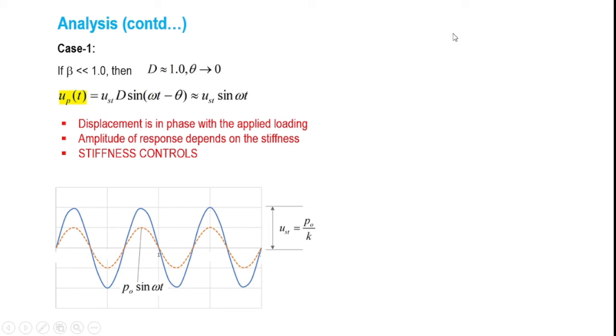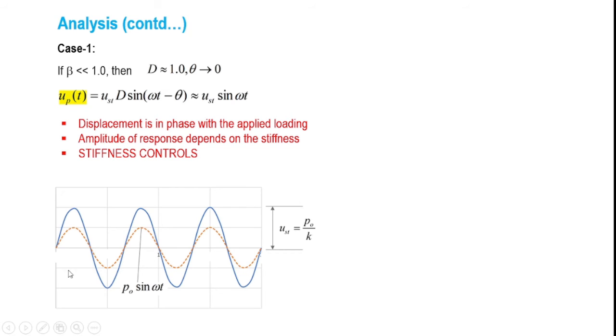So let us make the conclusions. Now here we can see from this equation, UPT is equal to UST into sine omega t, that the displacement, or in other words the response of the system, is in phase with the applied loading. And further, what is UST? UST is nothing but P0 by K. In such a case, the amplitude of the vibration will be UST, which is P0 by K, as I have already marked over here. And this means that for a very slowly applied load, it is the stiffness that controls the motion.